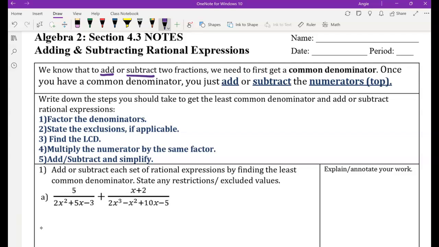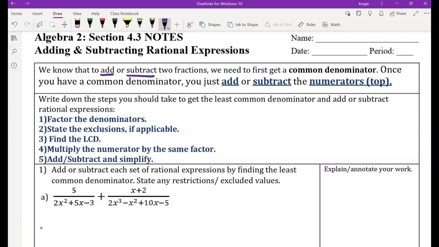Step number 2, state the exclusions, okay? If applicable, if we have variables, then we must state the exclusions because we don't want the denominators to be 0 ever. Then we go and find the lowest common denominator. To find the lowest common denominator, whatever we multiply to the bottom, we must multiply to the top.